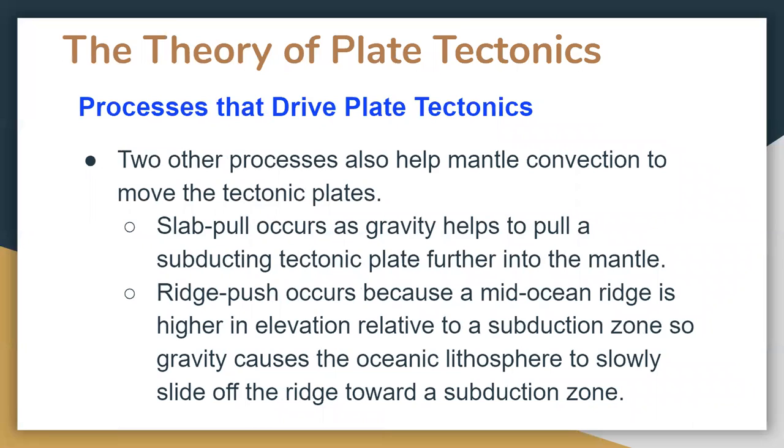Now, two other processes also help mantle convection to move the tectonic plates. One of those things is called slab pull. Slab refers to the tectonic plate, and as it begins to subduct, it's referred to as a subducting slab of rock. And so the slab pull occurs as gravity helps to pull a subducting tectonic plate further into the mantle. Ridge push occurs because a mid-ocean ridge is higher in elevation relative to a subduction zone. So gravity causes the oceanic lithosphere to slowly slide off the ridge toward the subduction zone.